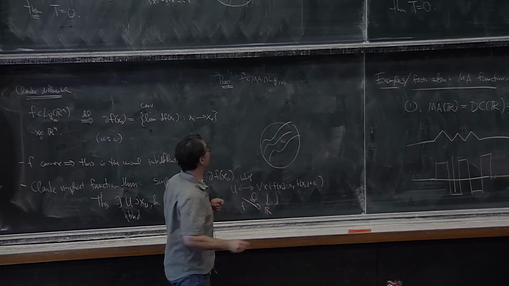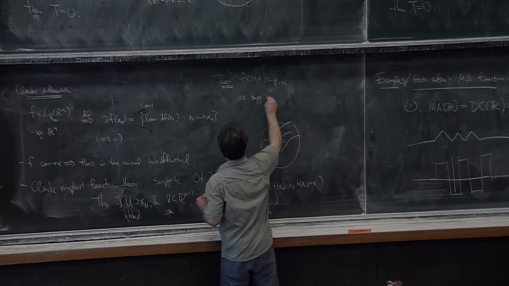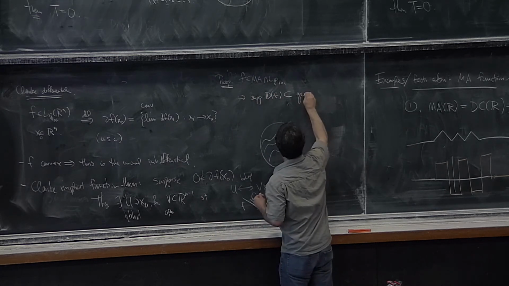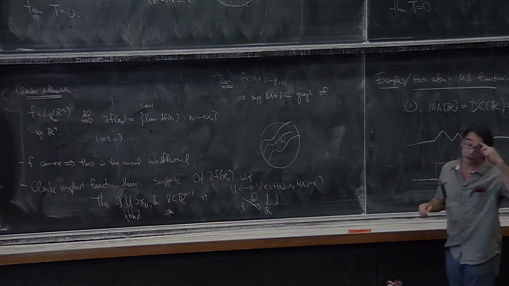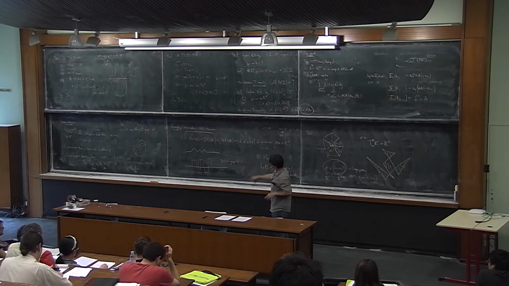DC functions are of this type. Then the support of the differential cycle of f sits inside the graph of the Clarke differential. That's actually just a byproduct of the proof of this theorem.